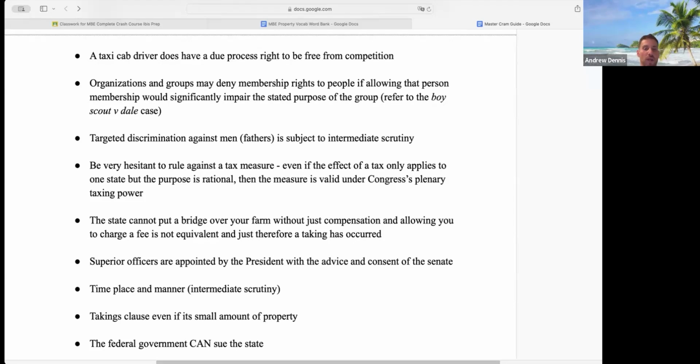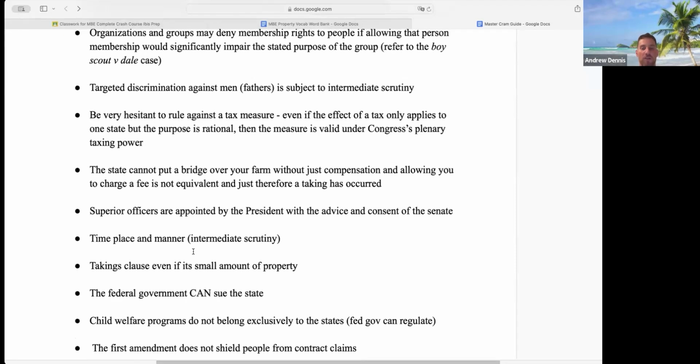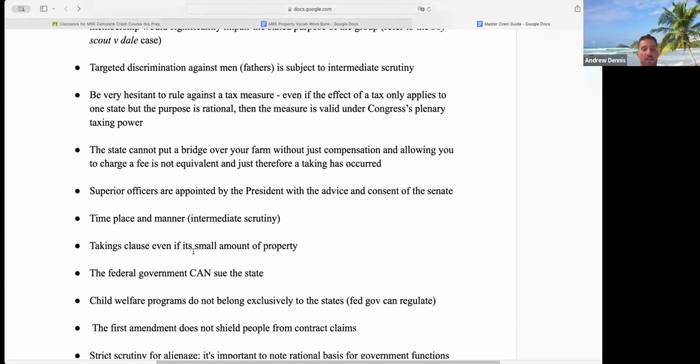Be very hesitant to rule against a tax measure. Even if the effect of the tax only applies to one state, but the purpose is rational, then the measure is valid under Congress's plenary taxing power. So they do have broad taxing power. The state cannot put a bridge over your farm without just compensation, and allowing you to charge a fee is not equivalent, and therefore a taking has occurred.